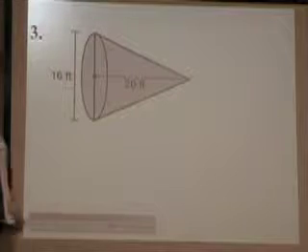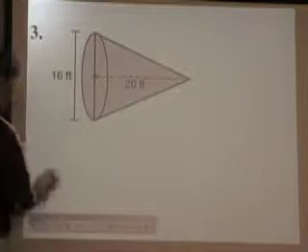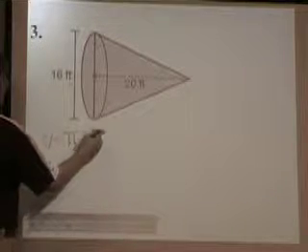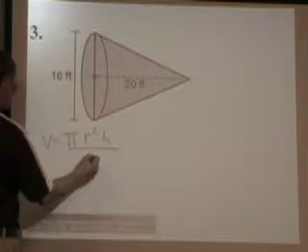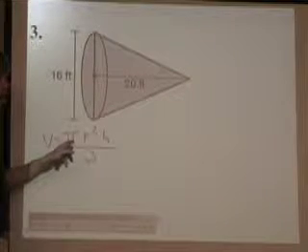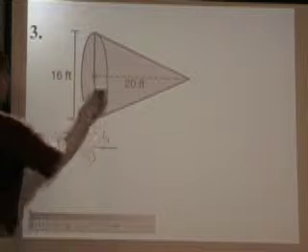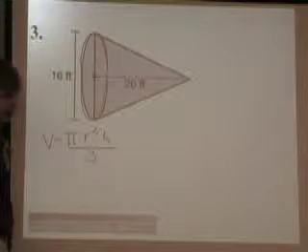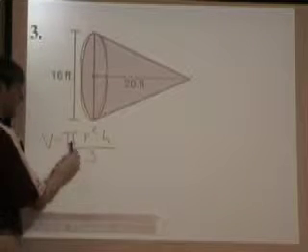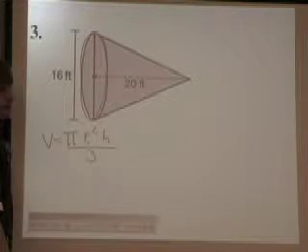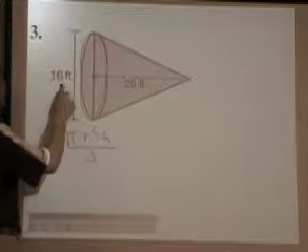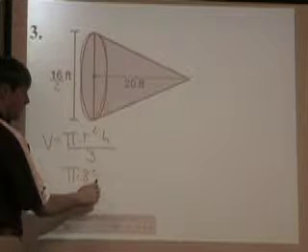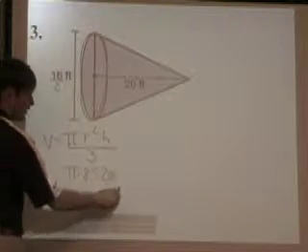Now, we have, this is a what? The formula for a cone is pi times r squared times height divided by 3. Now, do you know why they use pi? Why do they use pi here? Because we've got a circle. Anytime you've got a circle, you're going to use pi. So that's pi. Now what's r? 8. Half of 16 is 8. So I've got pi times 8 squared times the h, which is 20, divided by 3.